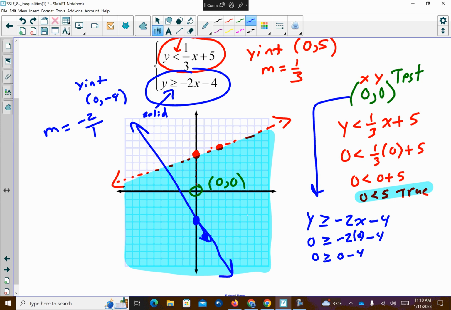0 minus 4. Is 0 bigger than -4? Yeah. Would I rather owe nothing or owe $4? Owe nothing. So 0 is bigger. So this is true as well. Agree? All right.